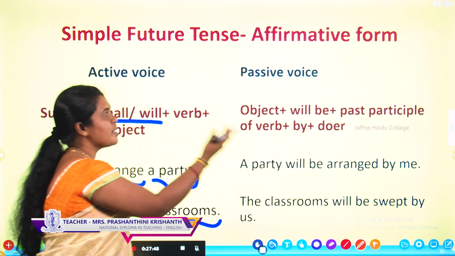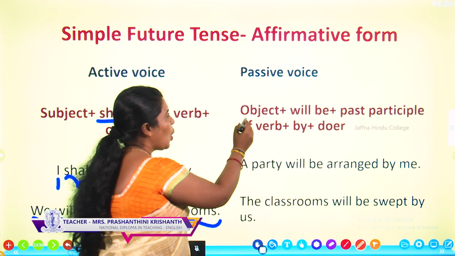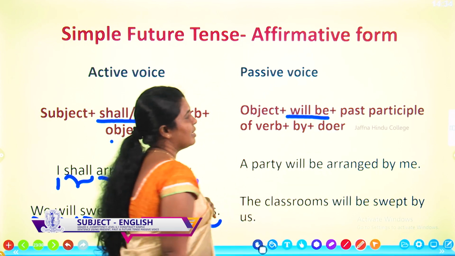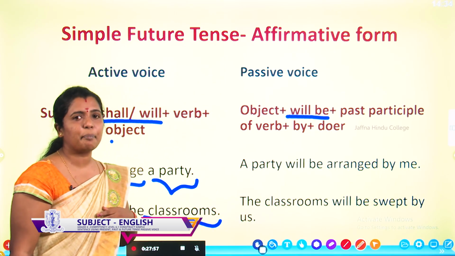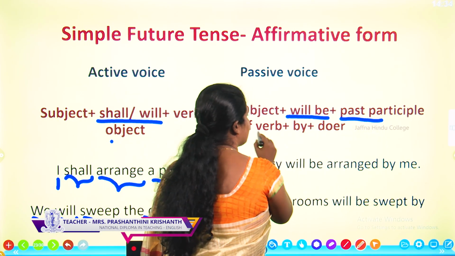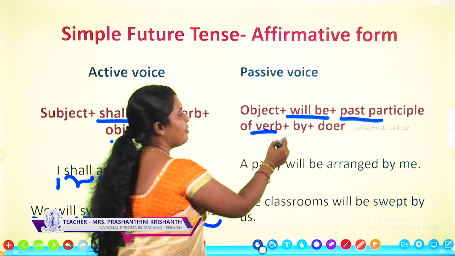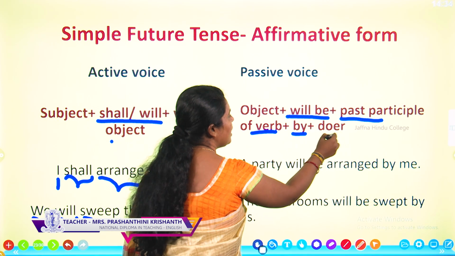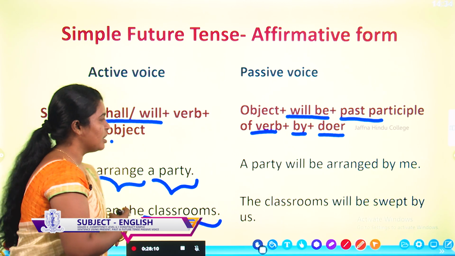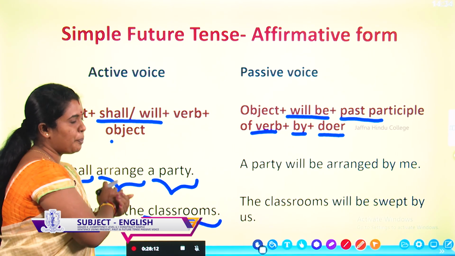Right. Now, let's go to the passive voice. Object should come first, then will be. Right. Then you must use the helping verb will be. Then as usual, past participle of the verb. Then you have to add by. Finally, the doer. So, how will you change? I shall arrange a party.